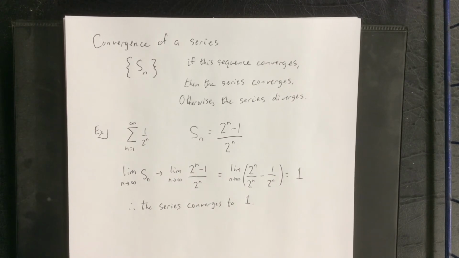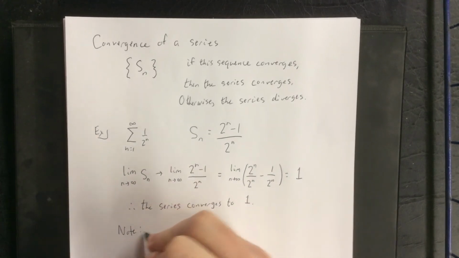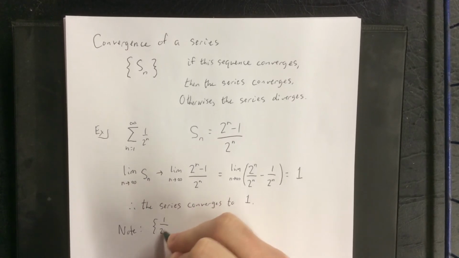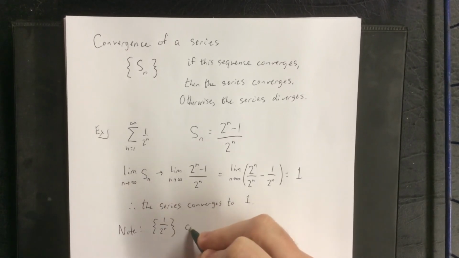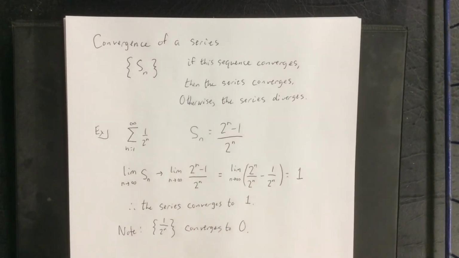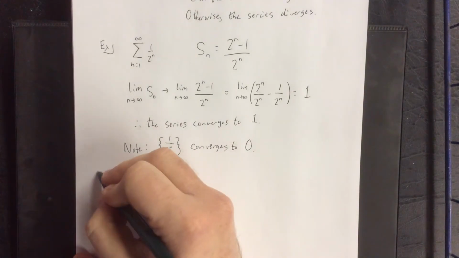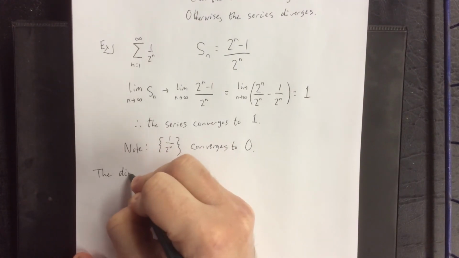Now, something to make note of regarding this series is that the corresponding sequence of values converges to 0. This is quite important. In fact, if the corresponding sequence either fails to converge or converges to any other value, it is guaranteed that the series will not converge. This has a special name, and it is called the Divergence Test.